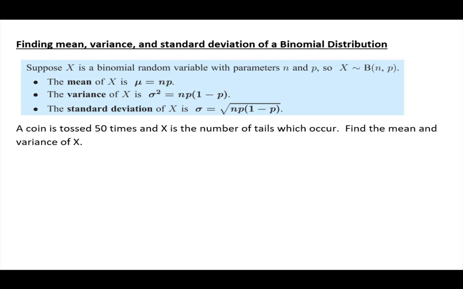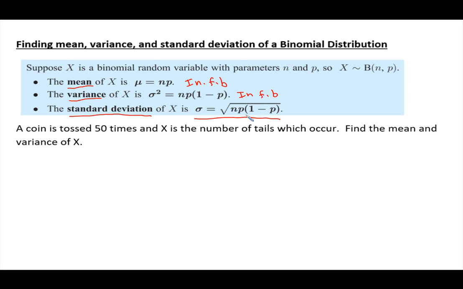Alright, so let's talk about how to find the mean, variance, and standard deviation of a binomial distribution. If you have a question that is binomially distributed, there are 3 formulas that you need to know. In order to find the mean, variance, and standard deviation, these 2 formulas, the mean and variance, are in the formula book. So this one's also in the formula book.